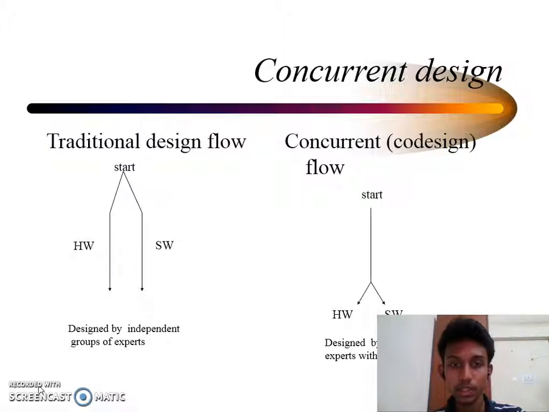Here I present you the two different design models, of which one is traditional and the other one is concurrent or co-design model. In the traditional design flow, we see that the hardware and software are partitioned and then they are separately designed. On the other hand, in the concurrent design flow, hardware and software are designed concurrently and are partitioned at a later stage. So, these are the two different types of design flows.